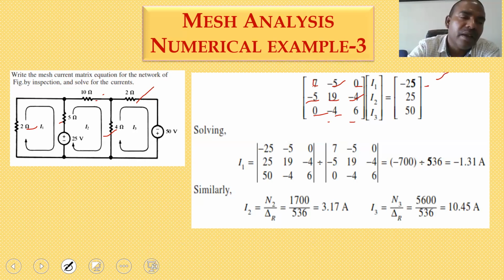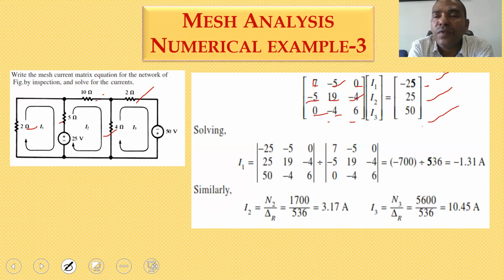While you are coming to the second loop, the I2 current is flowing from minus to plus, rising voltage. So it is a positive voltage. So on the right hand side, it is 25. While you are going for the third loop, the voltage source is moving from minus to plus direction of current, so rising direction, so it is positive.